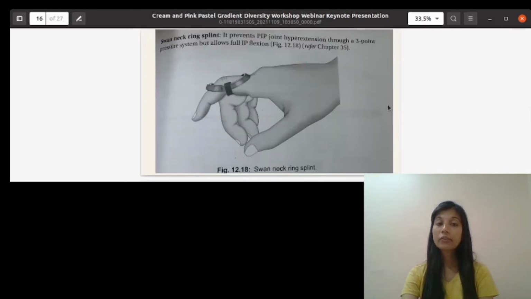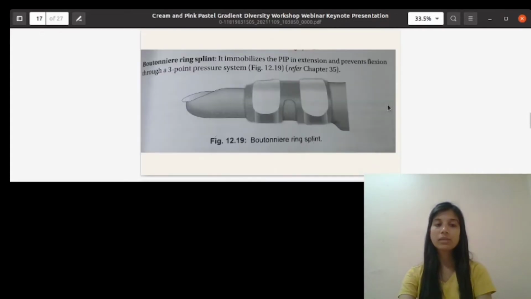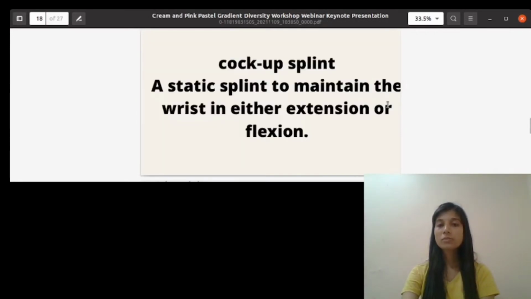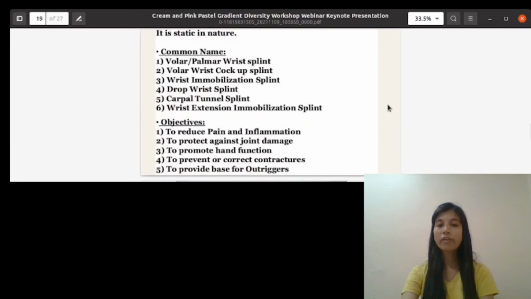The swan neck ring splint prevents PIP joint hyperextension through a 3-point pressure system but allows full interphalangeal joint flexion. This image shows the swan neck ring splint. Next is the buttonhole ring splint. It immobilizes the PIP in extension and prevents flexion through a 3-point pressure system. Cock-up splint: a static splint to maintain the wrist in either extension or flexion.